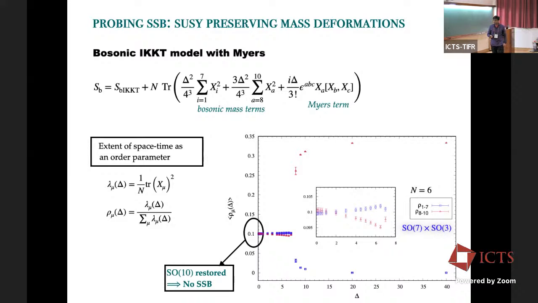We take a normalized extent in this case, and we find that for delta going to 0, after delta equal to 5 or 6 for n equal to 6, the SO10 symmetry is being restored, and in the delta going to 0 limit there is no spontaneous symmetry breaking. So these bosonic mass terms, these bosonic deformation terms, are not contributing to spontaneous symmetry breaking.